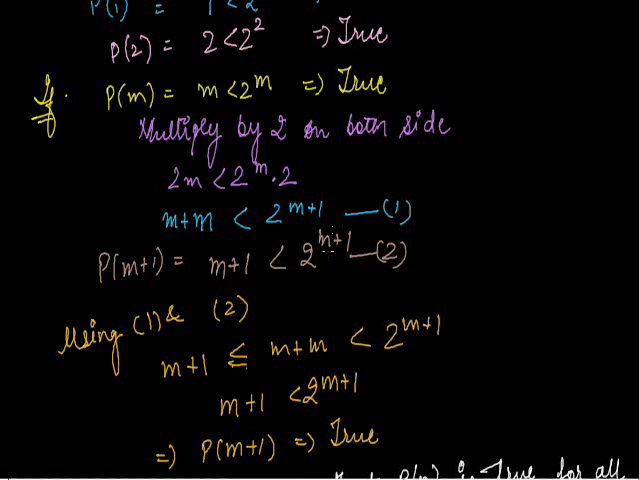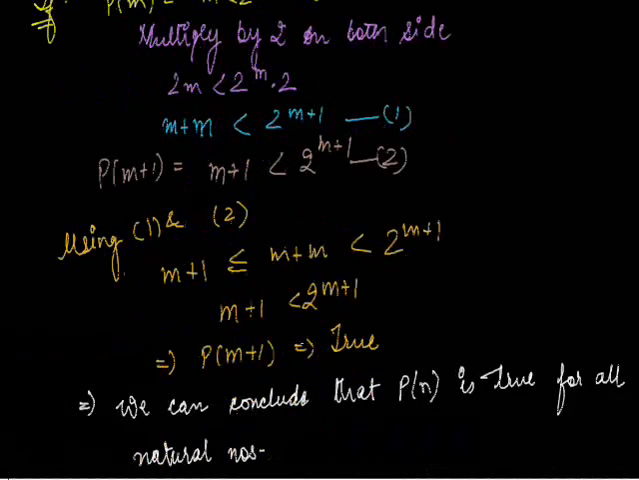Now using the first and second statements, we know that m plus 1 would be less than or equal to m plus m, and using statement 1 we know that m plus m is less than 2 power m plus 1. On the basis of this inequality, we can conclude that m plus 1 is less than 2 power m plus 1. So it is true for m plus 1 also. P of m plus 1 is also true. So we can conclude that P of n is true for all natural numbers.